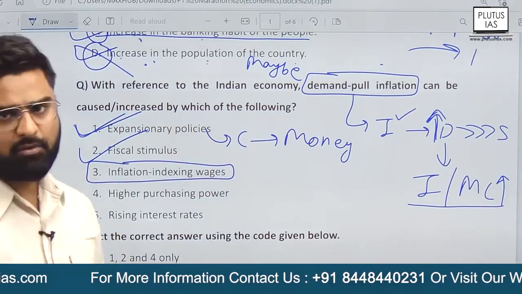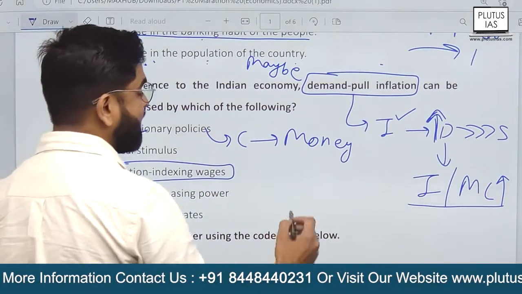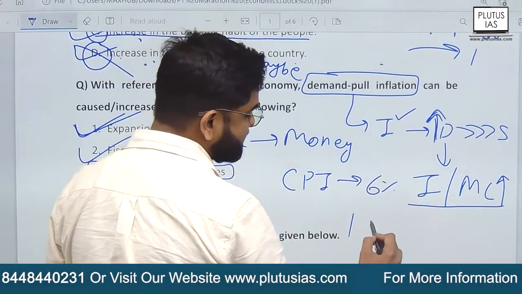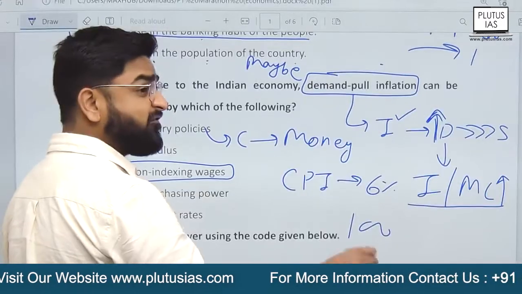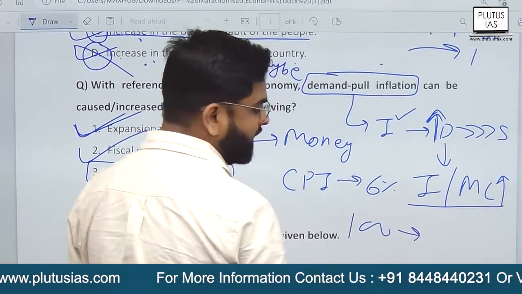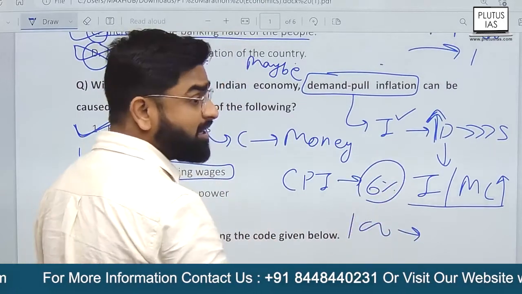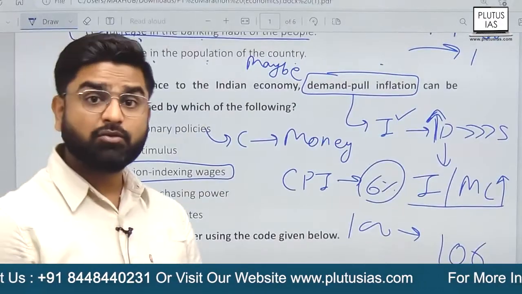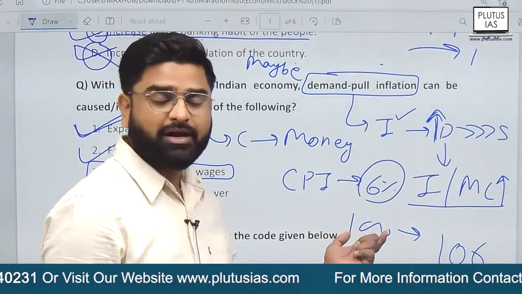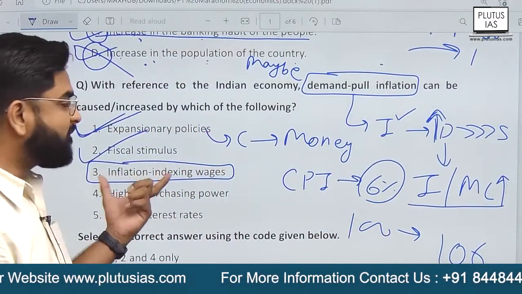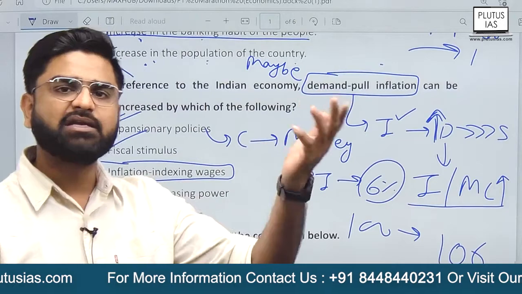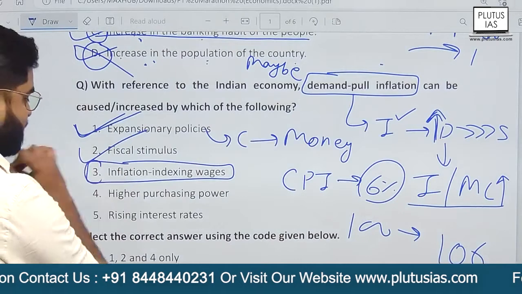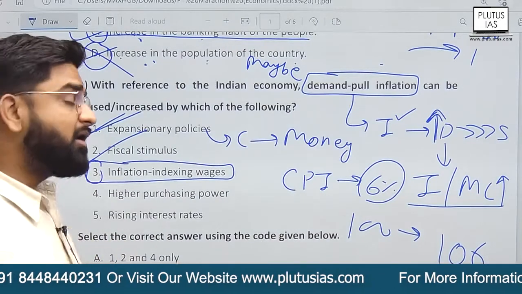Inflation indexed wages means when your wages are linked to inflation. Let's assume the inflation indicator we are using, CPI, is 6% and your wage is 100 rupees, but it is inflation linked. So this month you will get 100 rupees, and because 6% inflation is there, next month you will get 106 rupees. Your salary will increase. Your basic salary is still 100, but because it is linked to inflation, with the change of inflation your salary will increase or decrease, whatever may be the case. Having said that, it may or may not be true, not definitely. We will see that later.